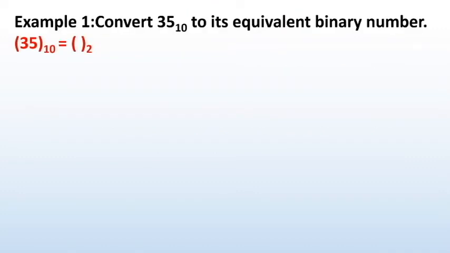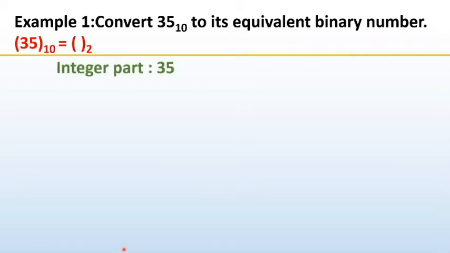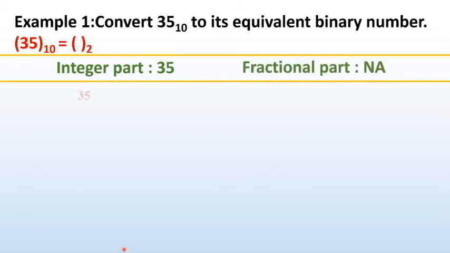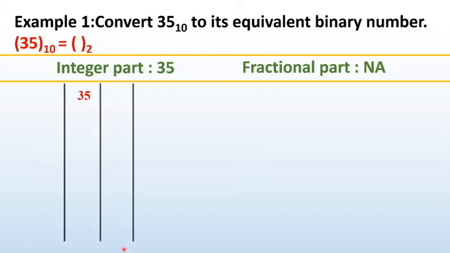Let's take an example, and here we need to convert 35 to its equivalent binary number. So the integer part is 35, and as we can see, there is no fractional part. So let's start solving. 35, we need to divide it by the new base. The new base is the one to which we are trying to convert. So 35 divided by 2, we get 17, as 2 17s are 34.